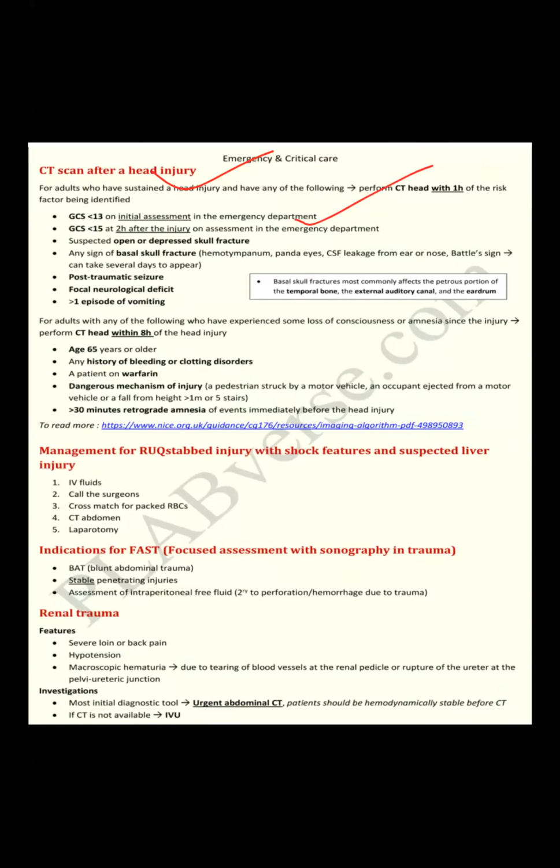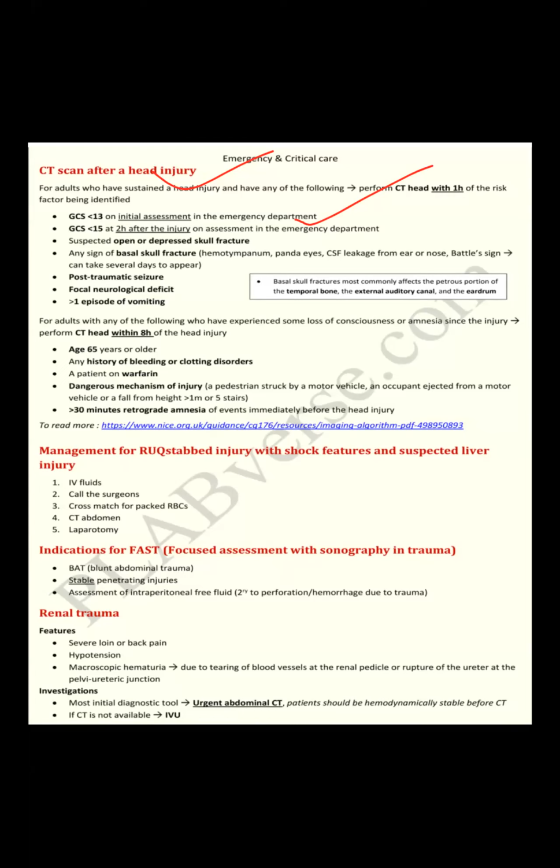If GCS is below 15 at 2 hours after injury on assessment in the emergency department. So below 13, the patient comes to your hospital initially within 1 hour. But below 15, meaning 14 but deteriorating, we have to do the CT scan. This is adult medicine. The pediatric part is another way.